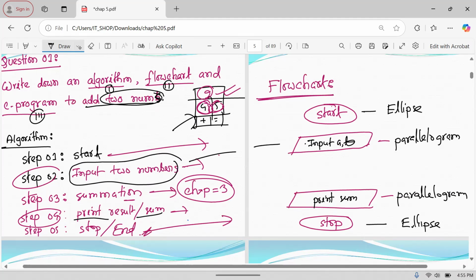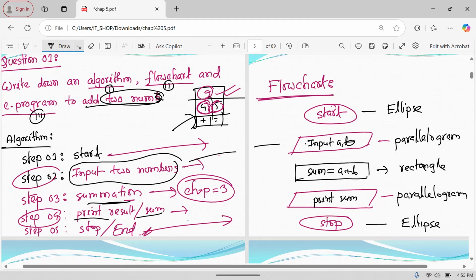Okay. And what is the third line? The third line is summation. For the summation, the symbol we use is a rectangle. And you don't need to write summation. You write sum equal to A plus B. That means I want to represent the flowchart in a mathematical format. So it is quite easy for us to understand.